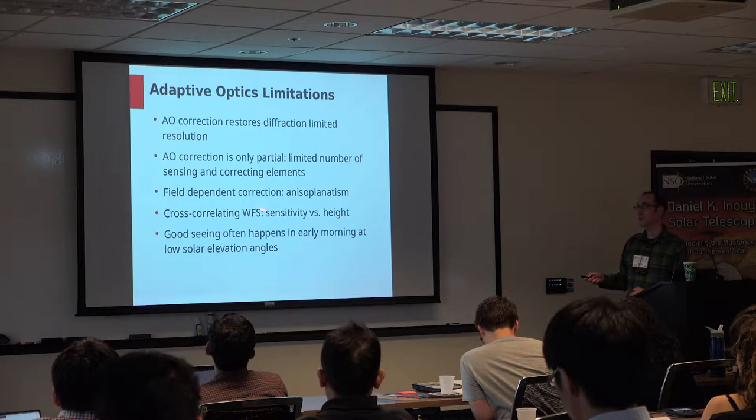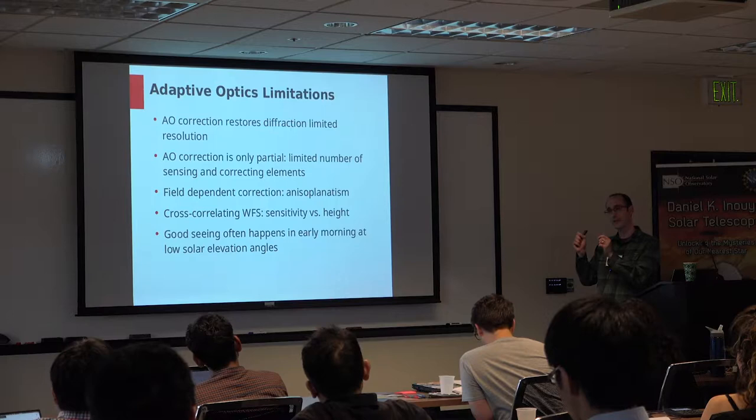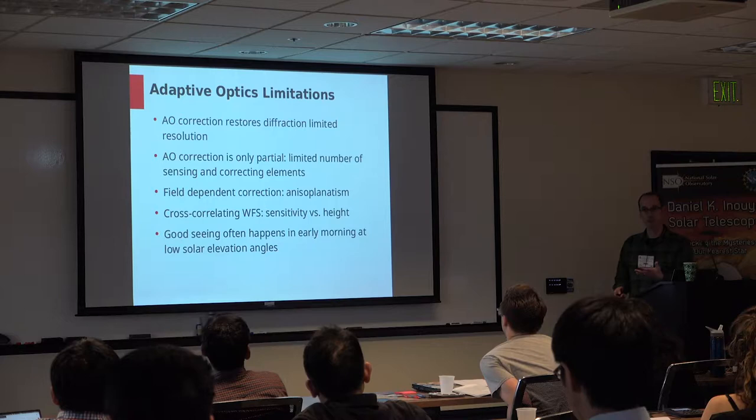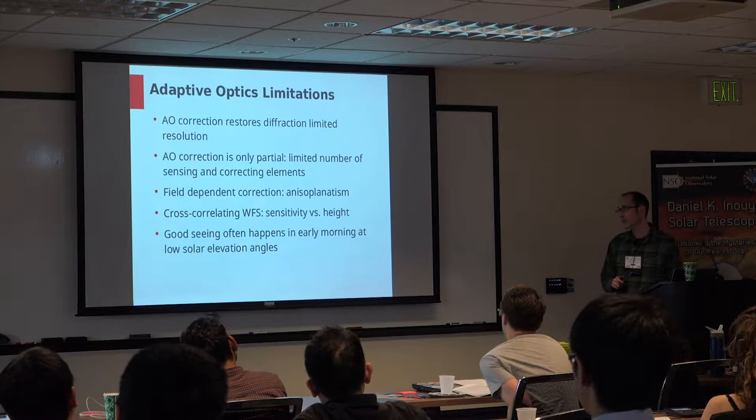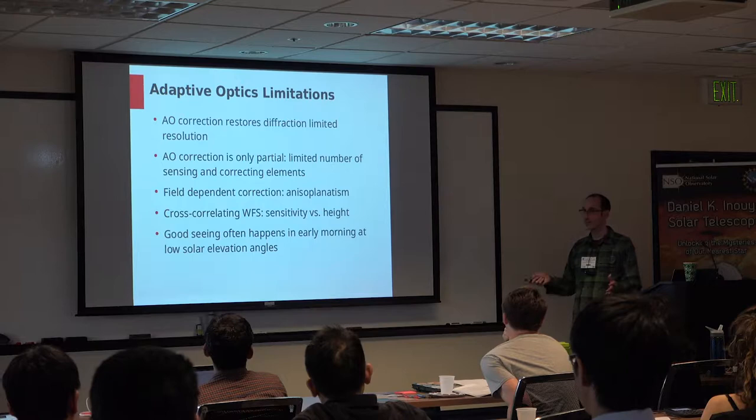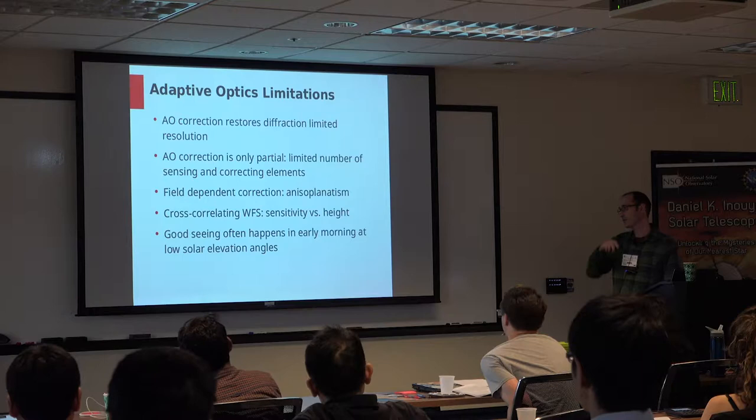Because we use a cross-correlating wavefront sensor, we are measuring the local tilt, the local shift of the subaperture images using cross-correlations. This translates into an averaging over a certain field of view, and that makes us lose sensitivity in height. So basically, high layers are not going to be as well sensed as low altitude layers. And again, to compound things, good seeing often happens in the morning. And the telescope is not up yet, so we are not 100% sure this is going to be the case. But site survey results and experience tell us that this will probably be the case.